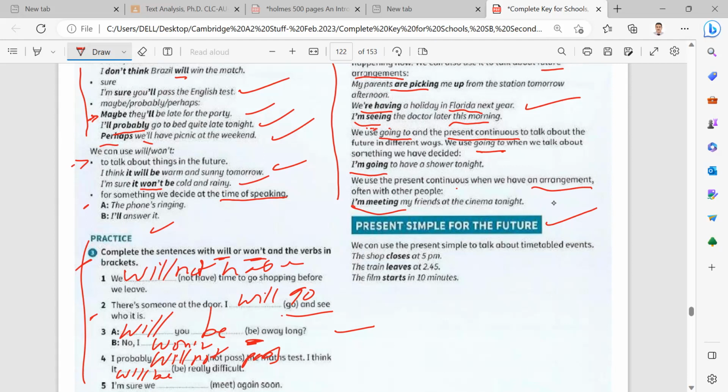Like what? We use the present simple to talk about timetabled events. Like what? The shop closes at 5 p.m. The train leaves at 2:45. The film starts in 10 minutes.